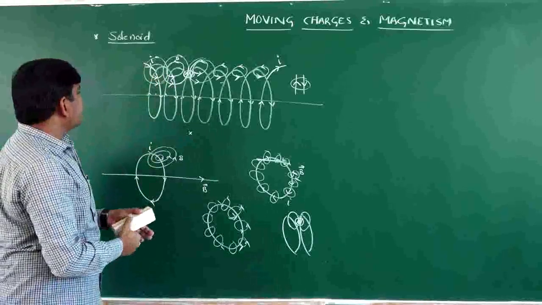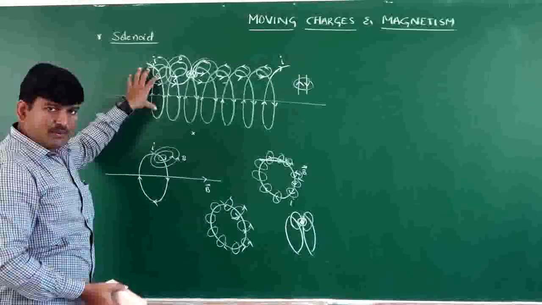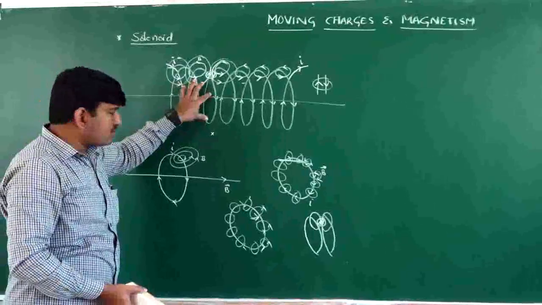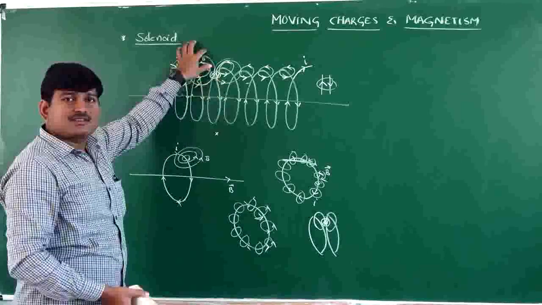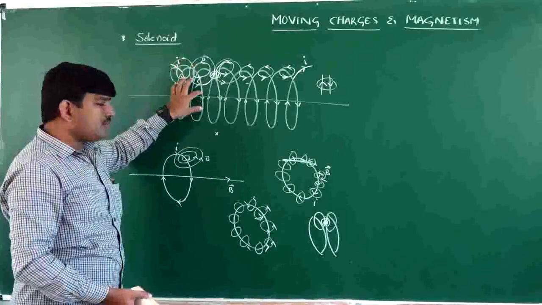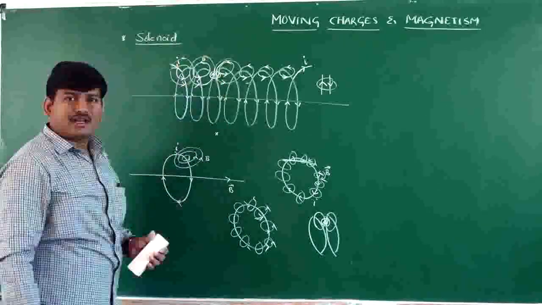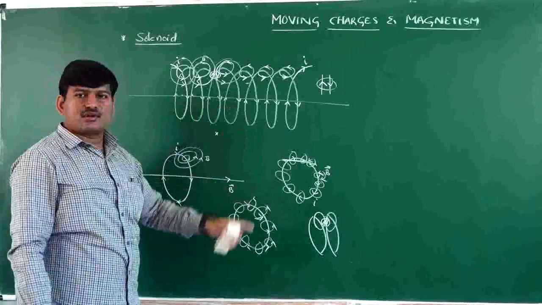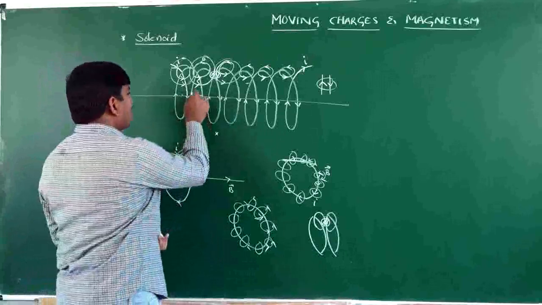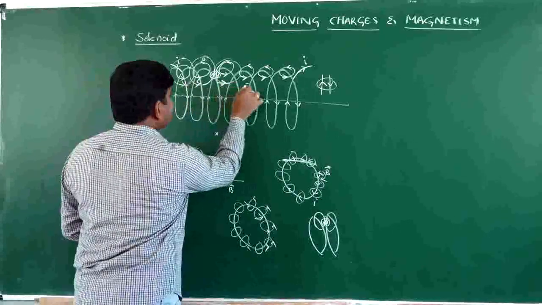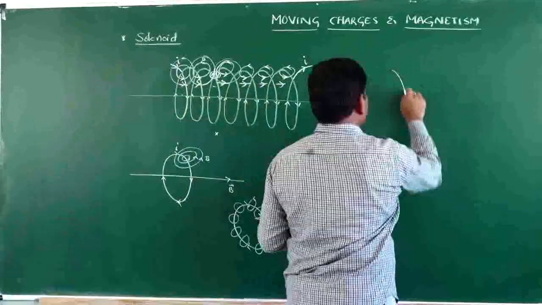Therefore, if each turn is divided into 1000 small elements, then the magnetic field inside is because of the 1000 small elements. Therefore, I can take it as 1000B. But outside it is only because of the single one, that is B. So 1000B is very large compared with this B. Therefore, B outside the solenoid will be negligible, whereas B inside the solenoid will be very large compared with the outside one. That's why, well inside the solenoid, all the directions are tangentially directed in the same way. Therefore, we need to add them. Is it clear?